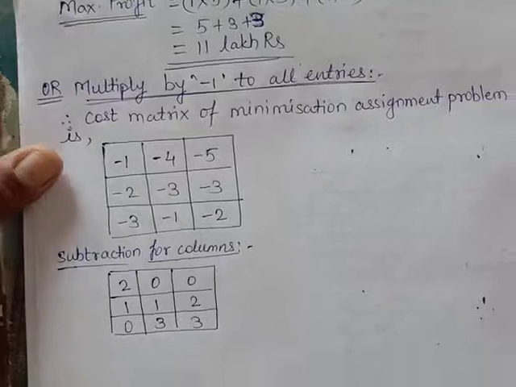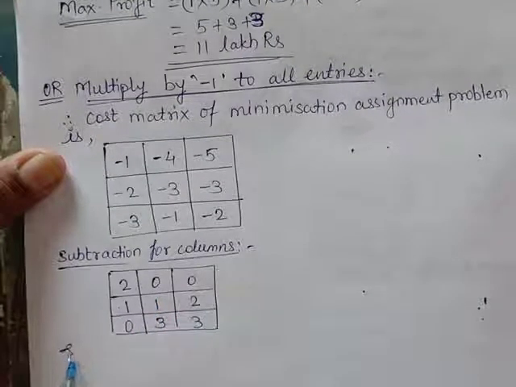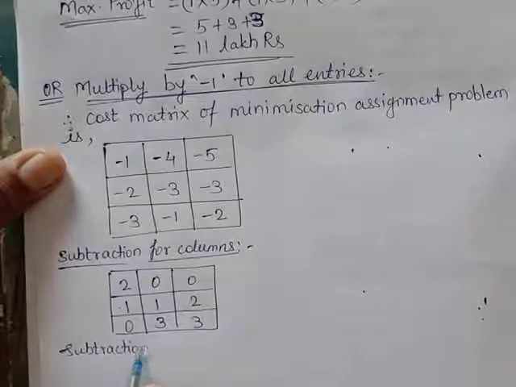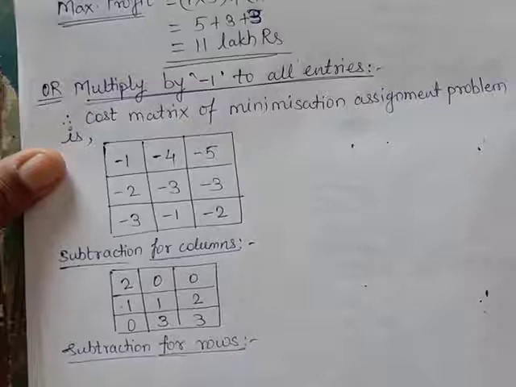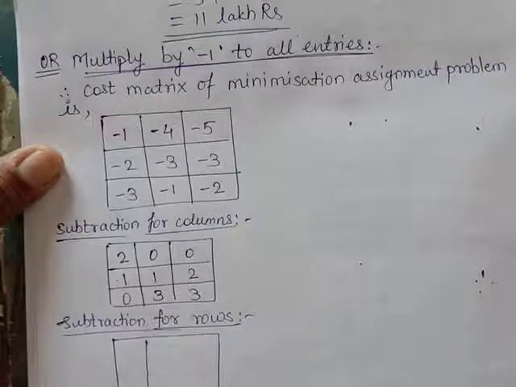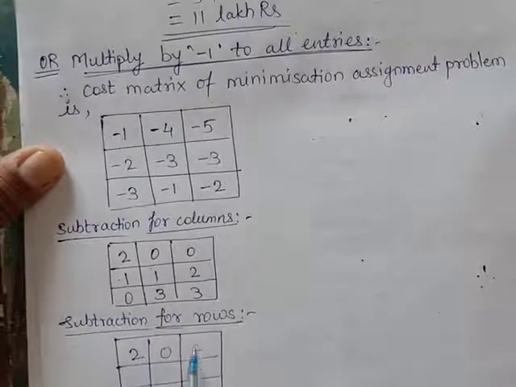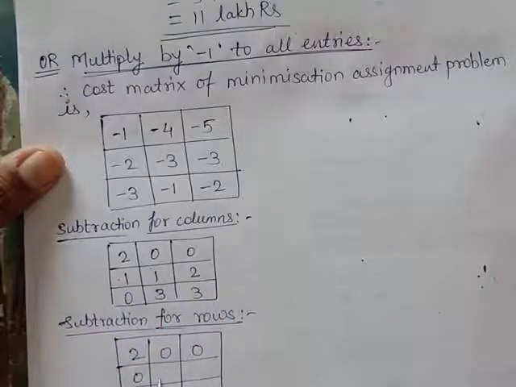Okay. Again, we don't get a 0 in this second row. So we need to do subtraction for rows. By doing subtraction for rows, the first row and the third row remain the same because they have a minimum element 0. Now this one has minimum element 1. So 0, 0, 1, 0, 3, 3.